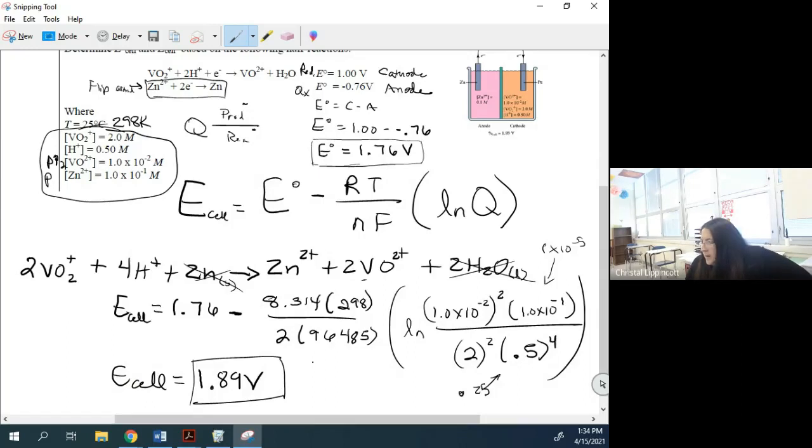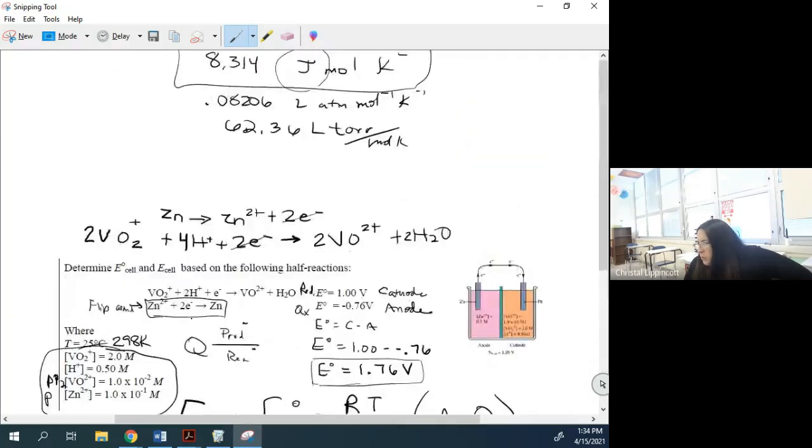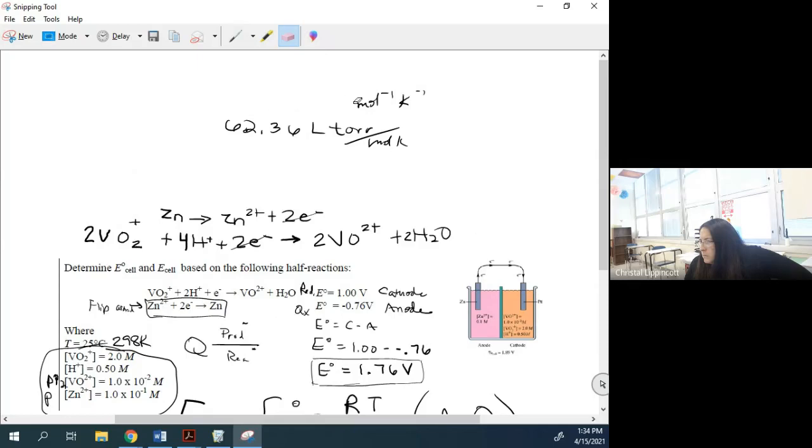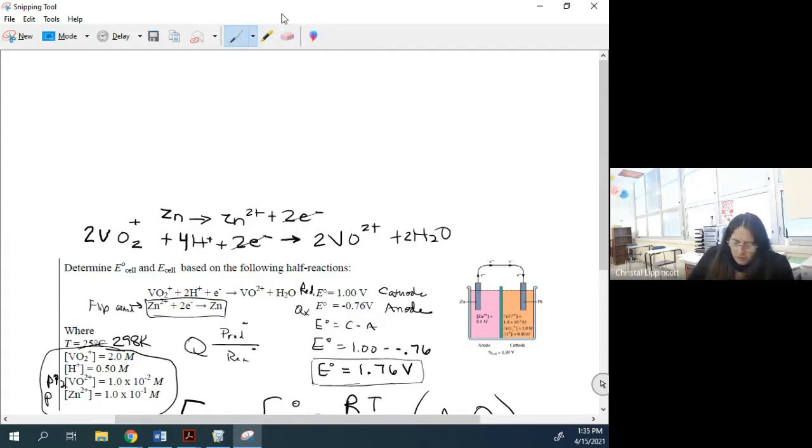I got to go up here because I ran out of room. Yep, there you go. I did it. What? Wow. I have no clue how I did that, but I did it.